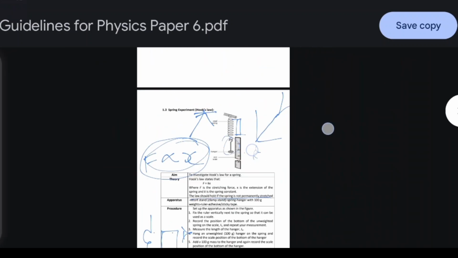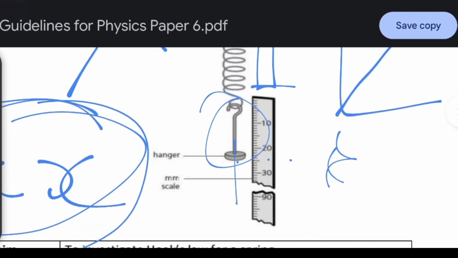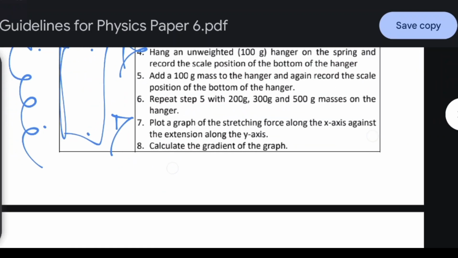So basically you're changing the mass and you will check how much this hanger goes down by reading the bottom measurement with different masses.